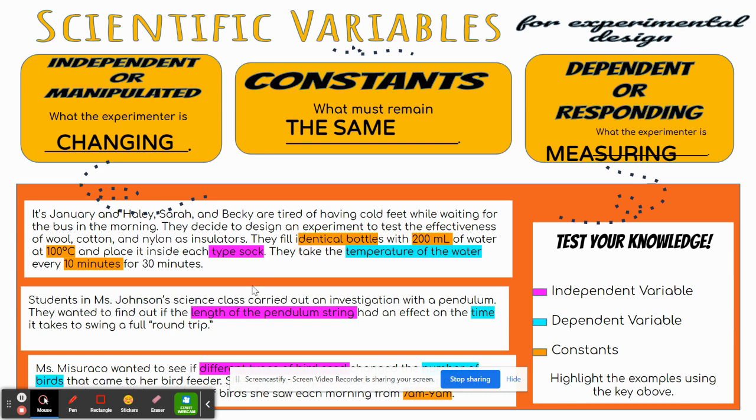In Ms. Johnson's science class, they manipulated the length of the pendulum swing. That's our independent variable. And seeing what its effect was on time. That's our dependent variable. And finally, I set up an experiment looking at different types of birdseed. That's my independent variable. I was collecting data on how many birds visited my feeder, and I kept the same time of day that I was collecting my information.